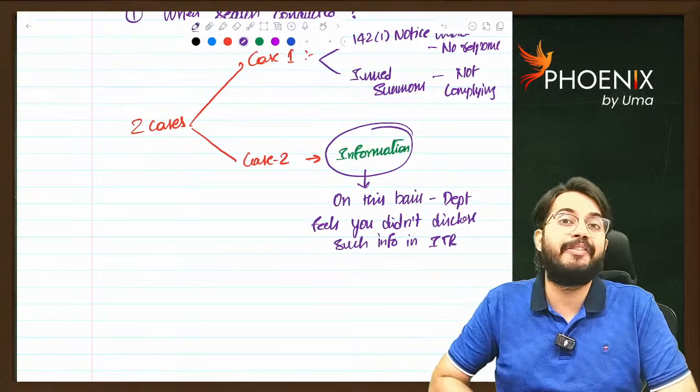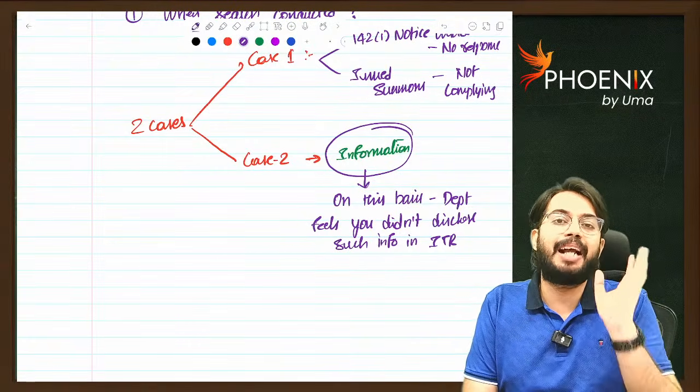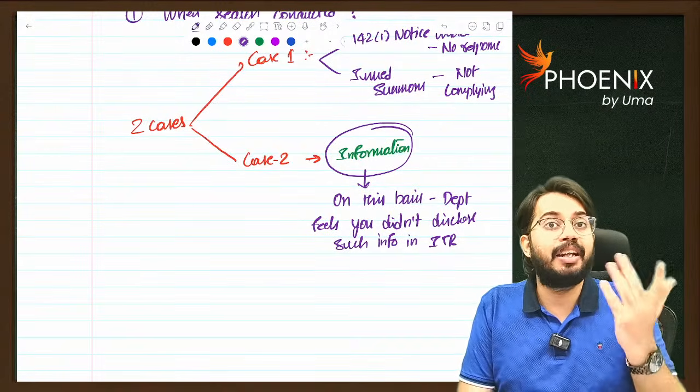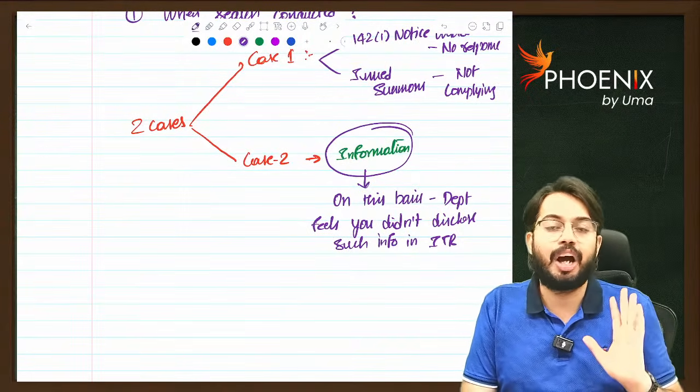But that information is available with the income tax department, and the department feels that I did not disclose the 5th land in my income tax return. In that case, the department has power to do the search. Are you able to understand?